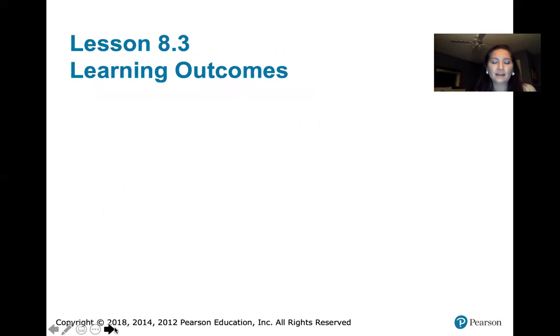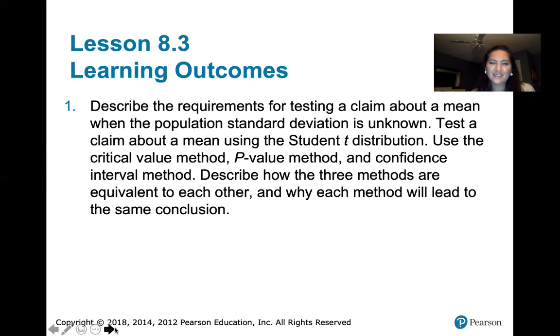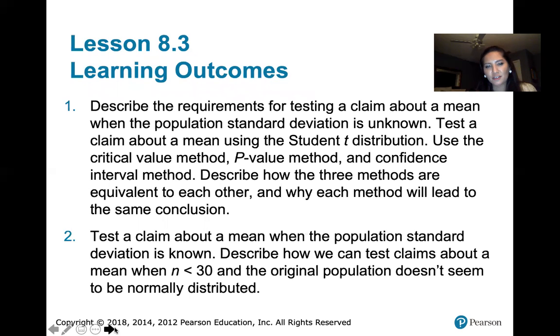So we've got two learning outcomes associated with lesson 8.3. The first is a doozy, but basically it deals with testing that claim about a mean when the population standard deviation is not known. We're going to use the student t-distribution here. We're going to talk about the critical value method, the p-value method, and the confidence interval method. And then I will want you to be able to describe how the three methods are equivalent to each other and why each method will lead to the same conclusion.